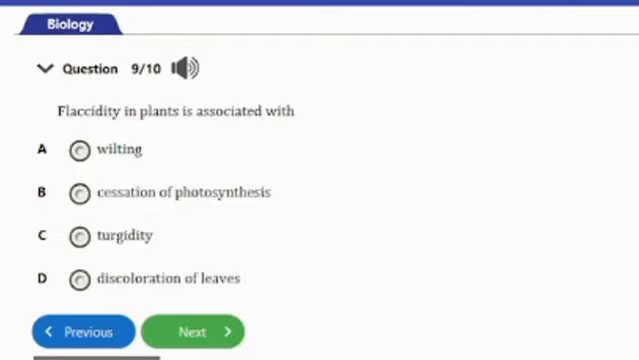That's question number 9. It says flaccidity in plants is associated with A. Wilting, B. Cessation of photosynthesis, C. Turgidity, D. Discoloration of leaves. The answer to this question is option A, and that's wilting. So let's go ahead and consider the next and last question here.